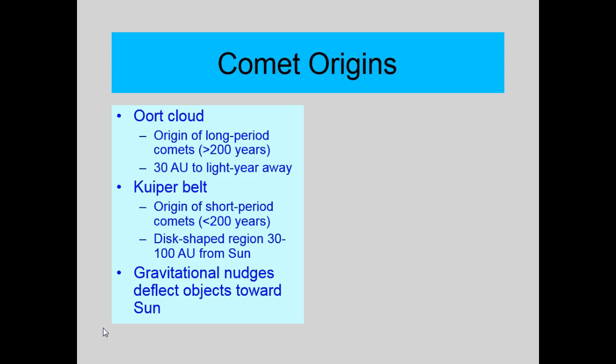A light year, remember, is how many trillions of miles out there? So this is 30 astronomical units. That's about the outer edge of Neptune's orbit to 1 light year away. That's huge. And if you can imagine that much of a cloud, a sphere around the sun, that big, it can have a lot of comets in it, and that can add up to a lot of mass.